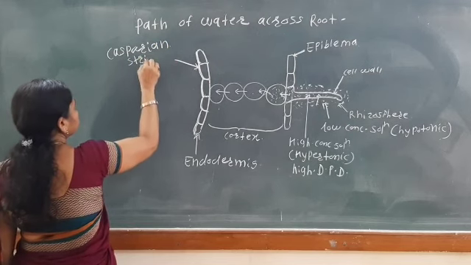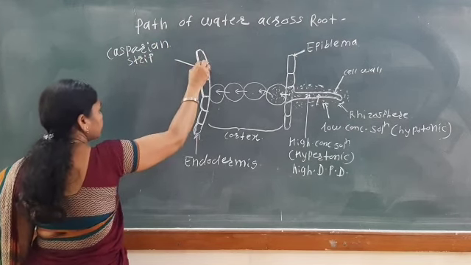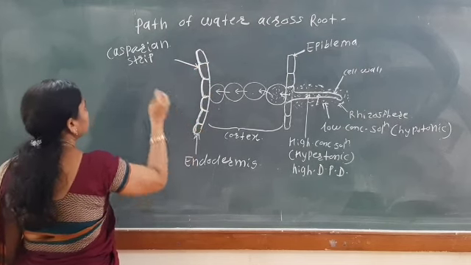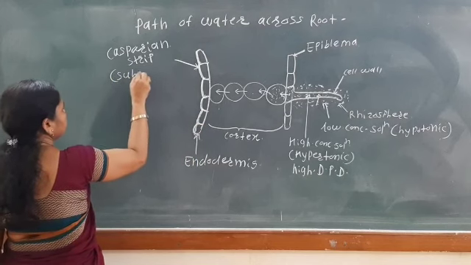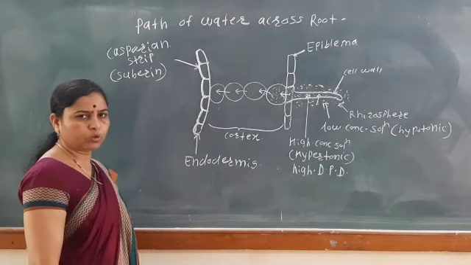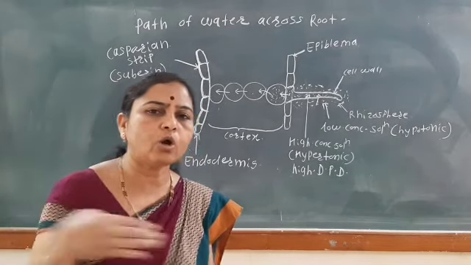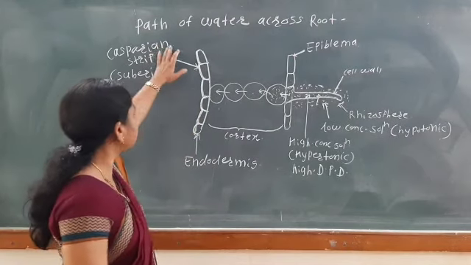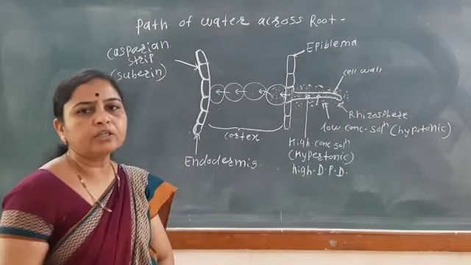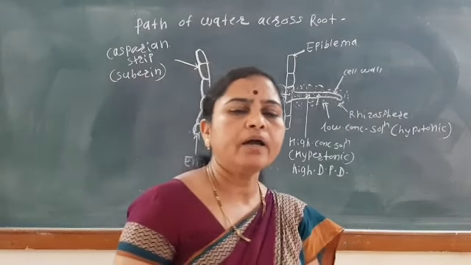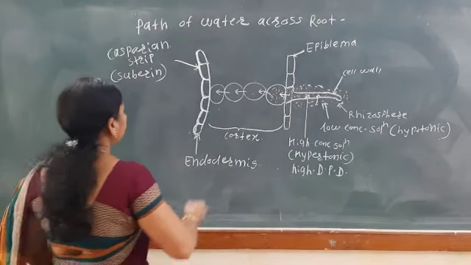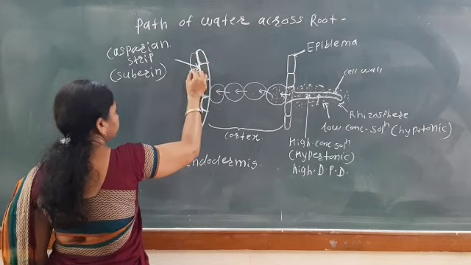Casparian strip. Okay, so here is the waxlike covering, that is the Casparian strip. It is made up of suberin. It is a waxlike coating, due to which the water does not pass through this Casparian strip. So due to the presence of this Casparian strip, the water does not pass through the endodermis. Inside the endodermis, there is one layer of cells.